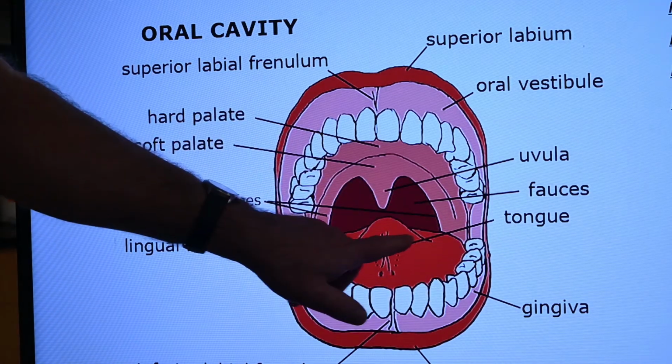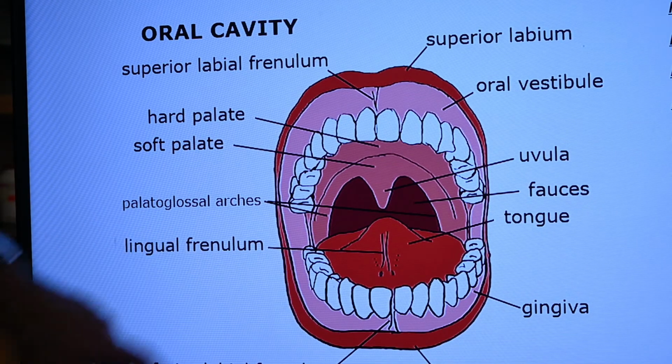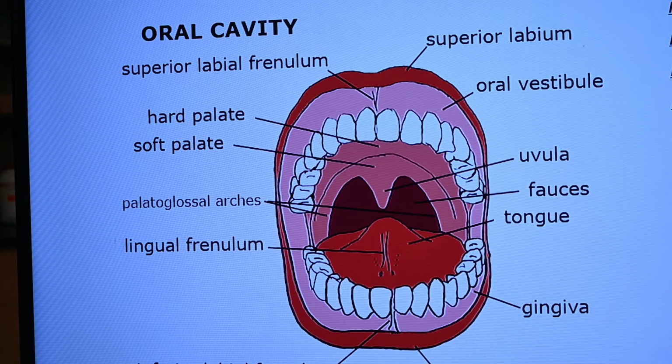The tongue is something that everybody knows. Underneath of the tongue, there's a connection of the tongue to the floor of the mouth known as the lingual frenulum.